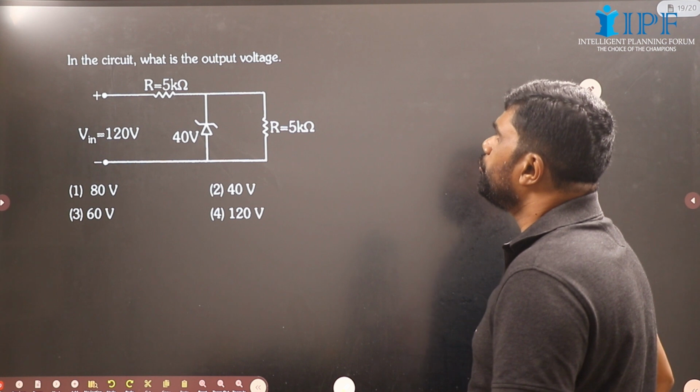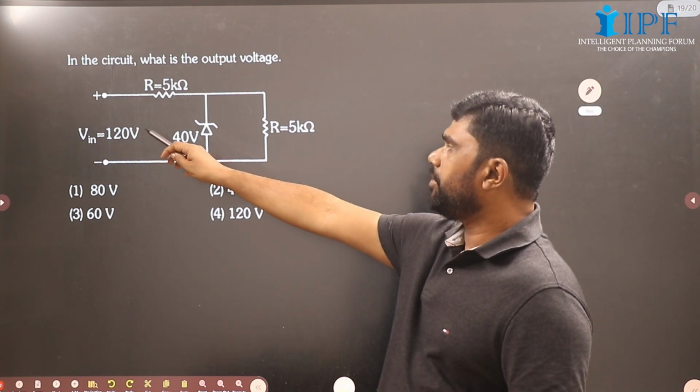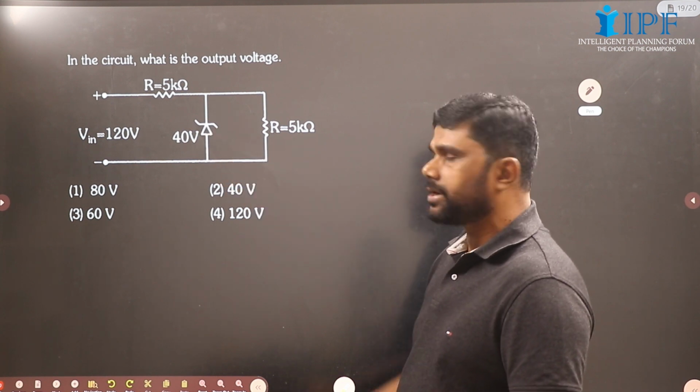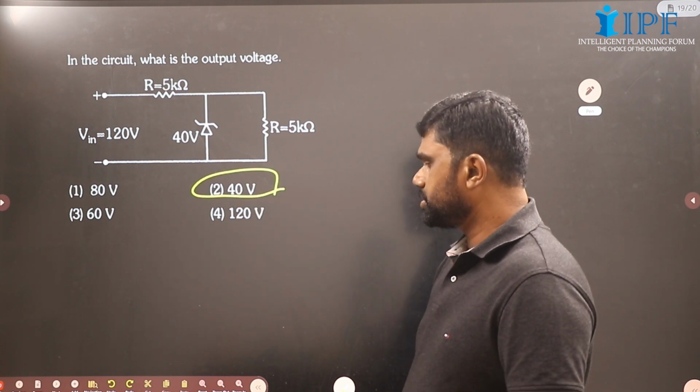Now, see in the circuit, what is the output voltage? We have input voltage 120 volt. The Zener voltage, that is 40 volt, will appear across the load resistor 5 kilo ohm. So this must be 40 volt.